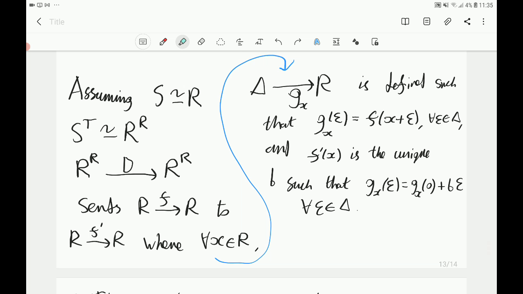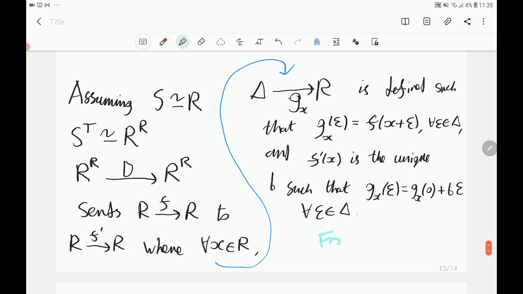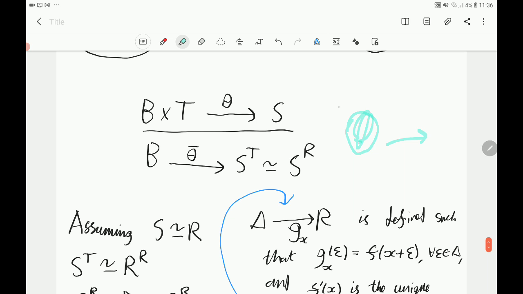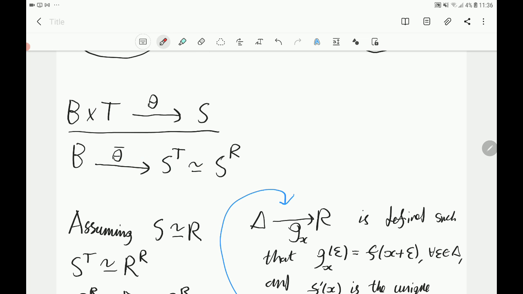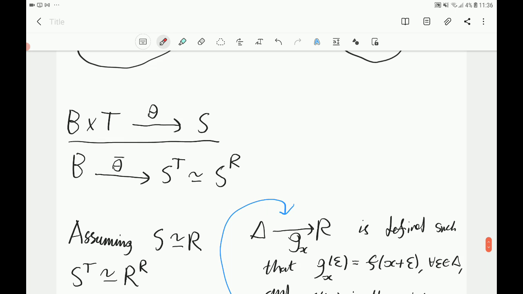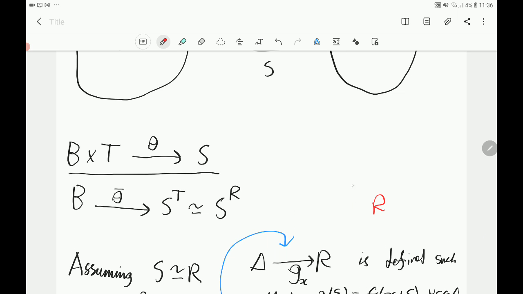So I think one of my goals is going to be to formalize this stuff, okay? Maybe I'll have a little think about it now, so let's just make a bit of space. So here's R, and here's F as a map from R to R, and we also have delta here as a sub-object of R.